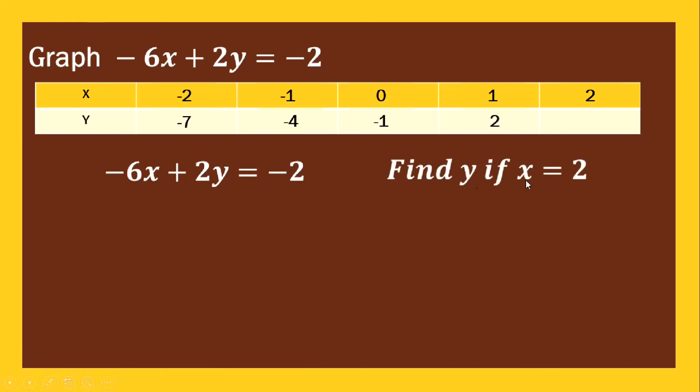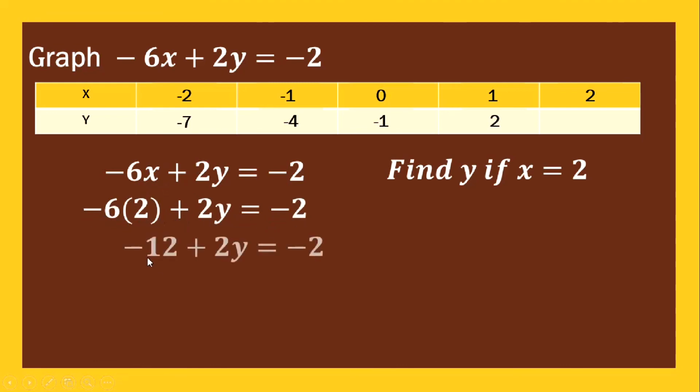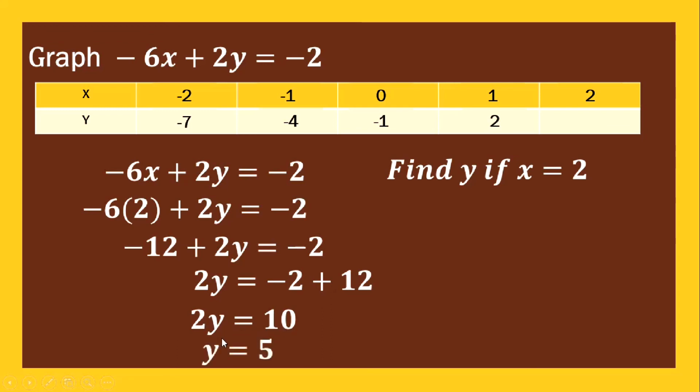Last, find y if x is positive 2. Again, substitute lang natin si 2 dito. We have negative 6 times 2 plus 2y equals negative 2. Negative 6 times 2 is negative 12, plus 2y equals negative 2. So, we have 2y equals negative 2 plus 12, which equals 10. So, to find y here, divide both sides by 2. y equals positive 5.